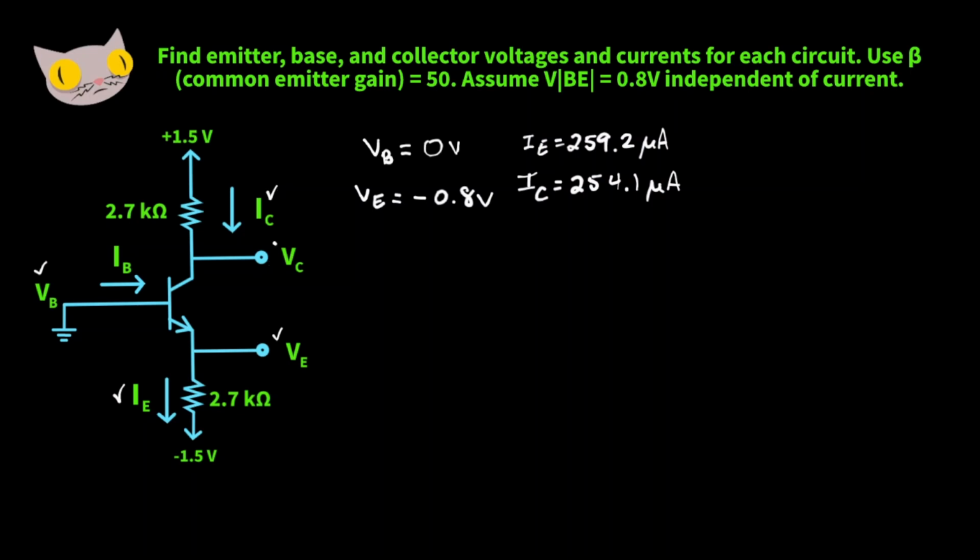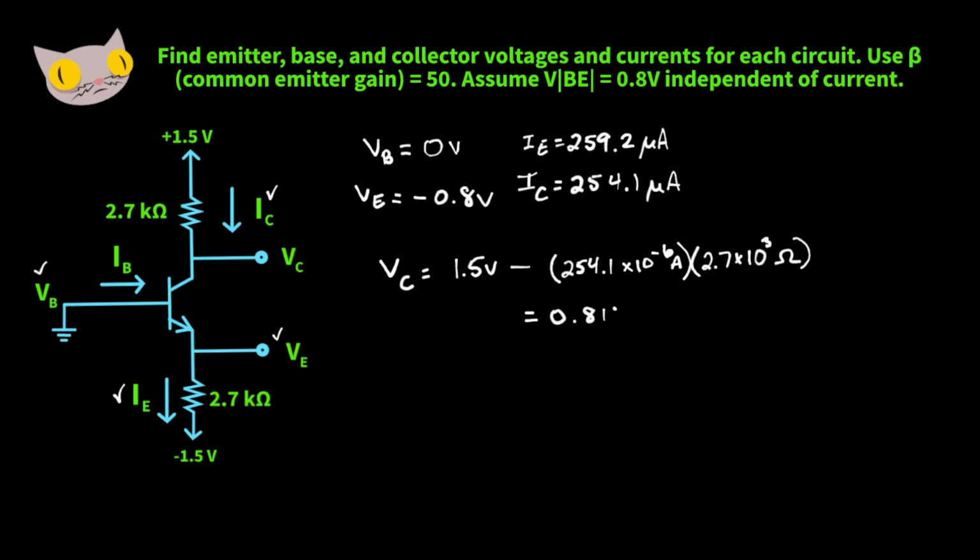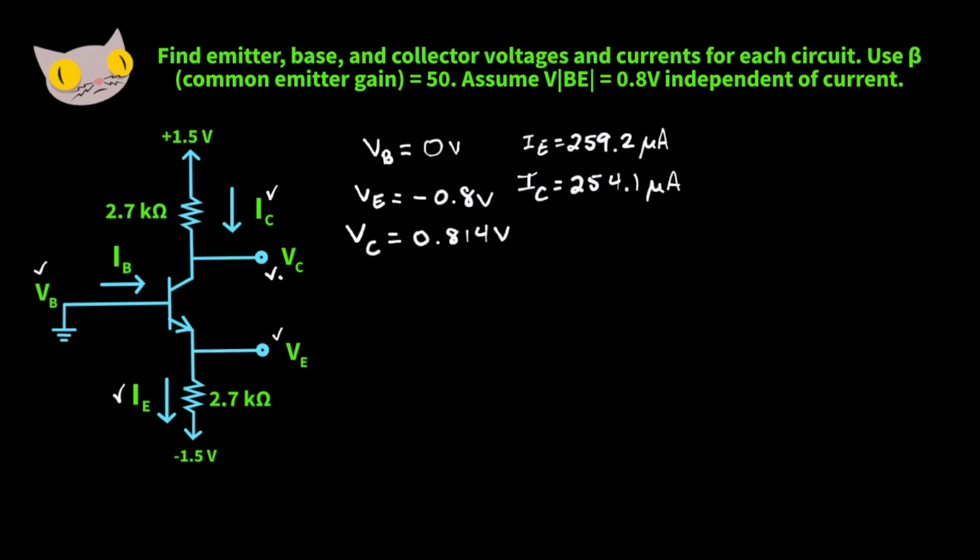Let's find the voltage. So our voltage at the collector pin is going to be the 1.5 voltage up here minus the current times the resistance. So we have our collector current, and our resistance is this 2.7 k ohm resistor. That should give us about 0.814 volts. Okay, so we found that.